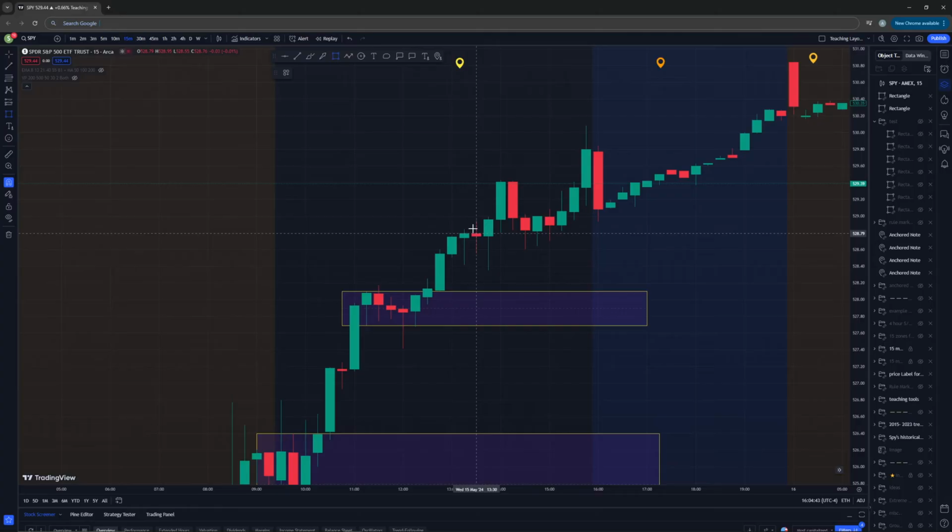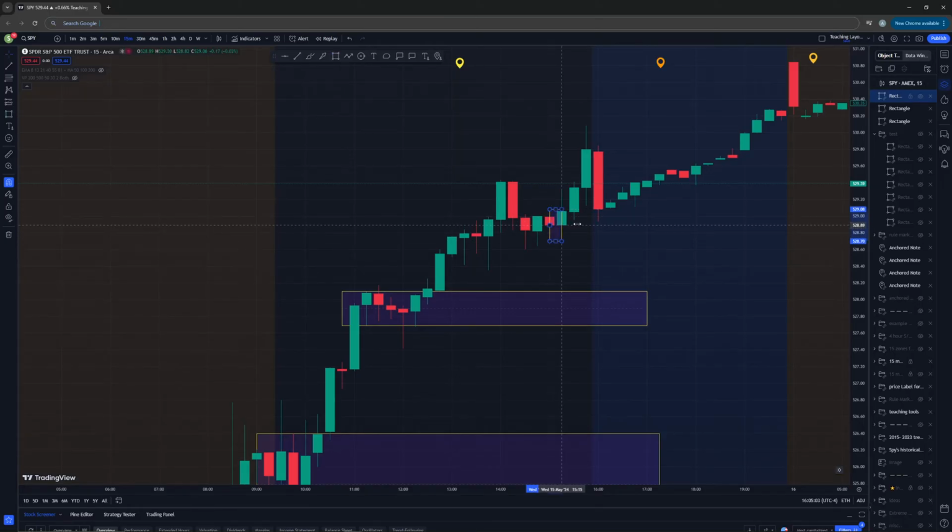Green, green, green, and then you have red, 2 greens, so it doesn't count. 2 red and then 1 green doesn't count. Red, green, green, green, and it's at 15:45, which is 15 minutes before the market closes. Perfect. Click the top of this red one.